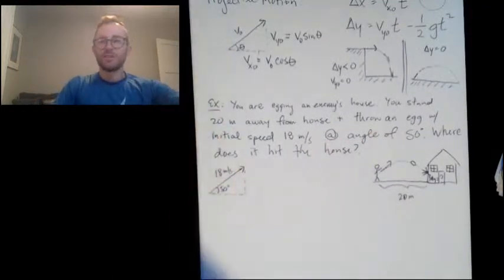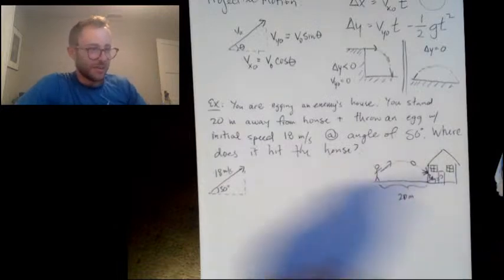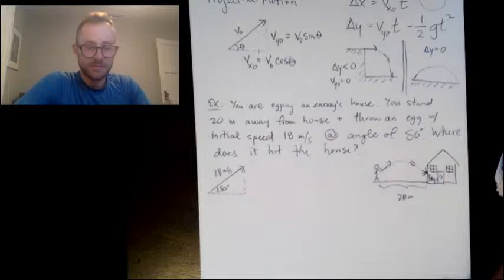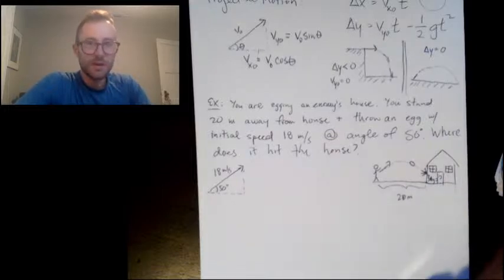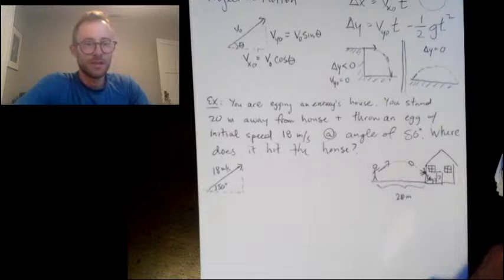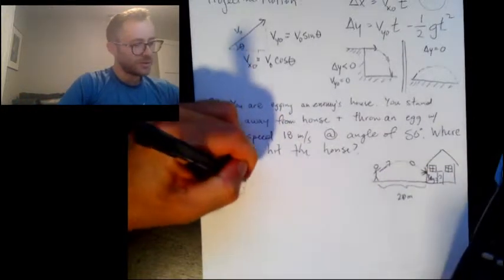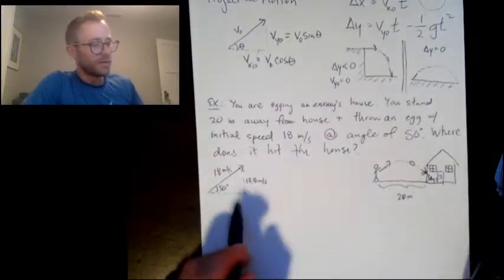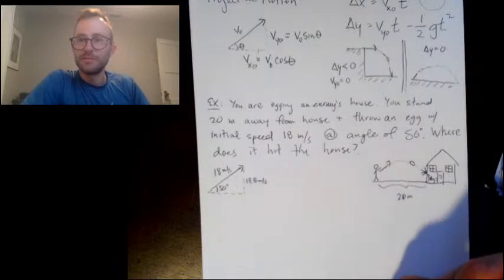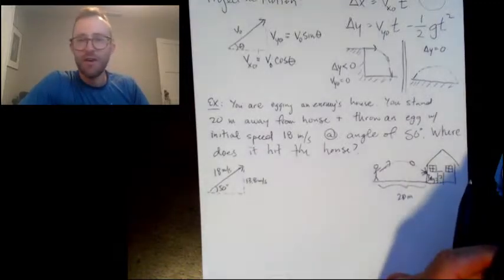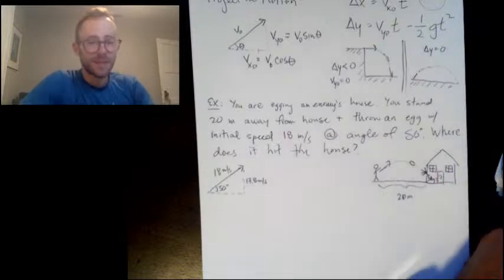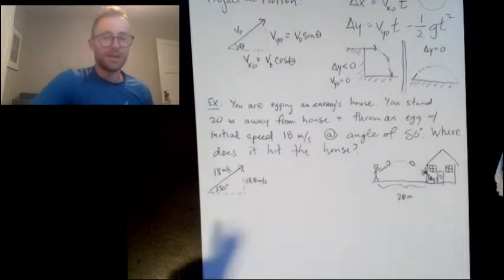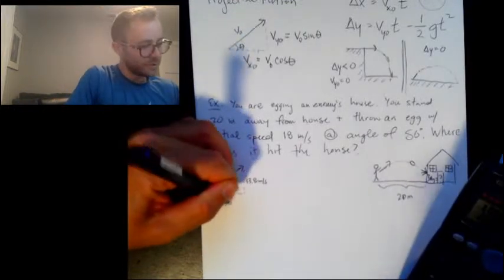So what I will do is get the vertical component of this velocity as 18 sine of 50 degrees. So that is 13.8 meters per second. And then 18 cosine of 50 degrees is going to be the x component, so that's 11.6 meters per second.